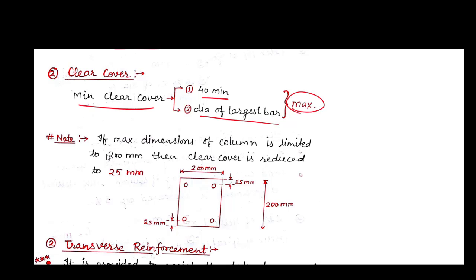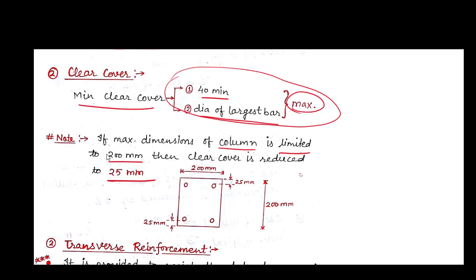There is a note: if the maximum dimension of the column is limited, because we have to take care of the size also, we will restrict the dimensions of the members. So if the maximum dimension of the column is limited to 200 mm, then the clear cover is reduced to 25 mm. Only in this case, we will provide a clear cover of 25 mm and not consider the other value. So it is an exception here.